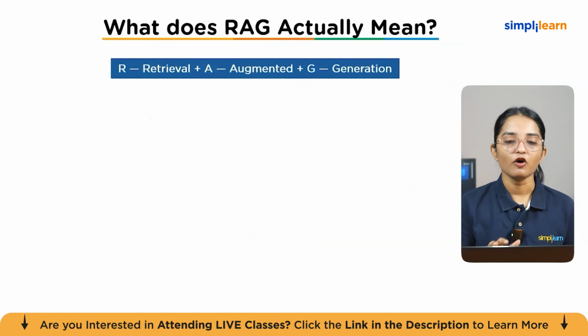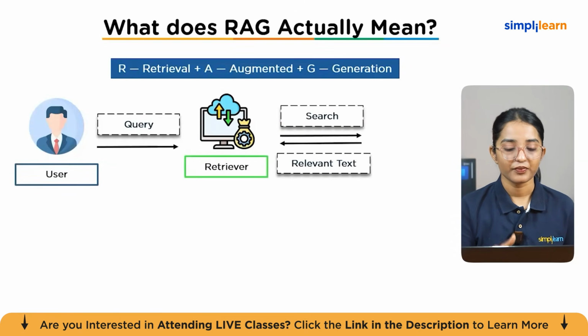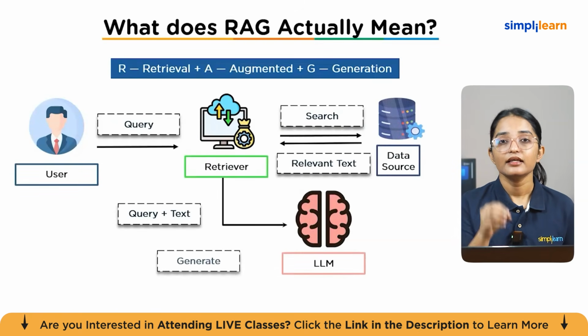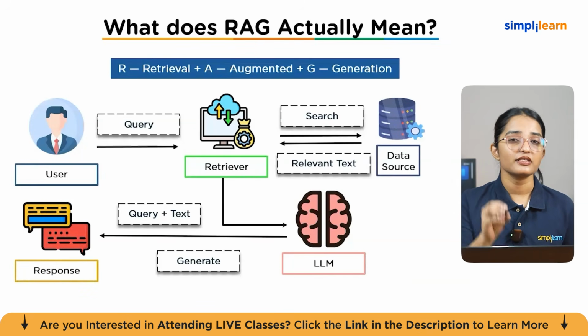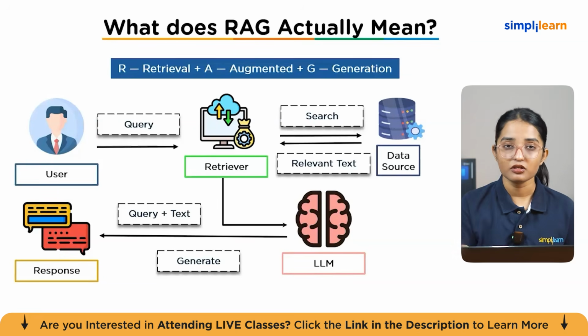Now, let me break down the full form of RAG for you. R stands for retrieval here. This means the system first retrieves or finds the most relevant information from a document collection. A stands for augmented. That means the retrieved information is added to the prompt given to the AI model. G stands for generation, which means the AI model uses that added information to generate the final answer. So in a simple line, I would say RAG is finding the right information plus attaching it to the prompt plus generating a grounded answer. That's it.